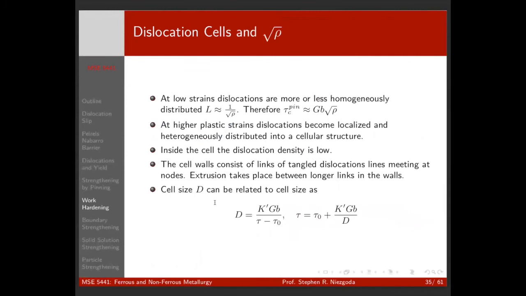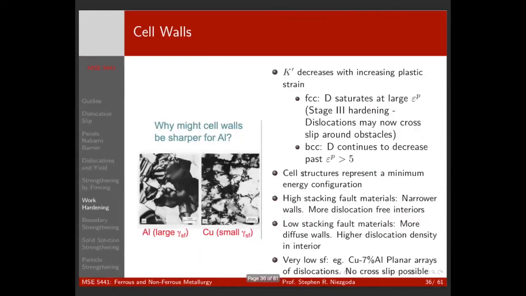And these walls consist of links of tangled dislocations meeting in nodes. And if you want to move things through, you have to extrude defects through this cellular structure. How this comes about is really sort of an open question, right? I don't know whether it's cool or embarrassing to point out that we don't understand something this fundamental.